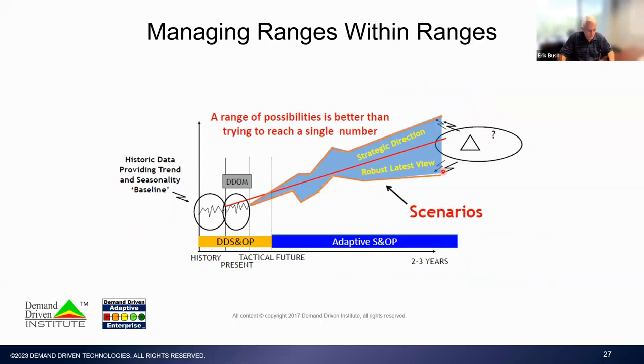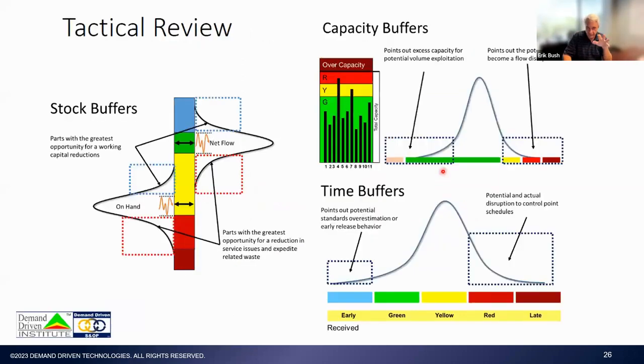Now, this comes to the idea of ranges again, and thinking about what is the range of scenarios that we need to be able to support. If we're just planning to one demand plan, we have one view of the future, and our buffers would give us a little bit of an idea of how much upside and downside potential we have in those, because of the way the buffer logic works and the like.